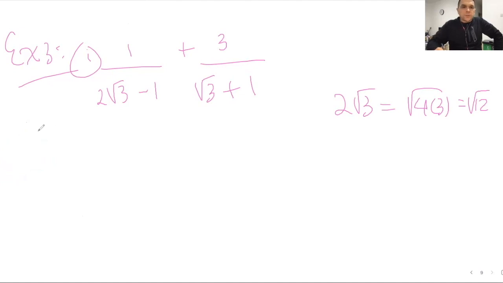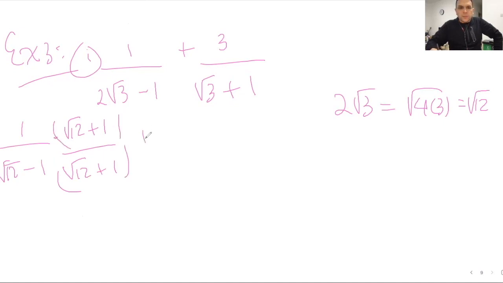So I'm just going to use that 1 over the square root of 12 minus 1 times the square root of 12 plus 1 divided by the square root of 12 plus 1. All right, that'll be the conjugate of that, plus 3 over, and I have square root of 3 plus 1, and the conjugate would be square root of 3 minus 1.